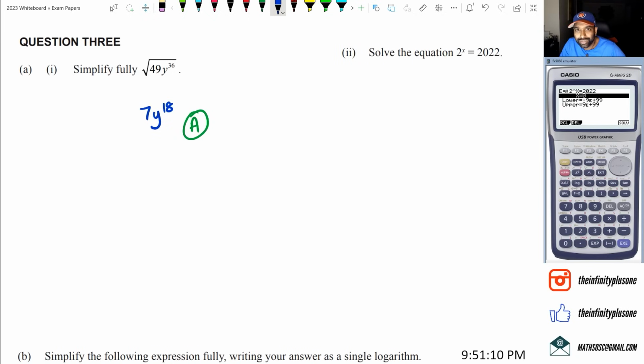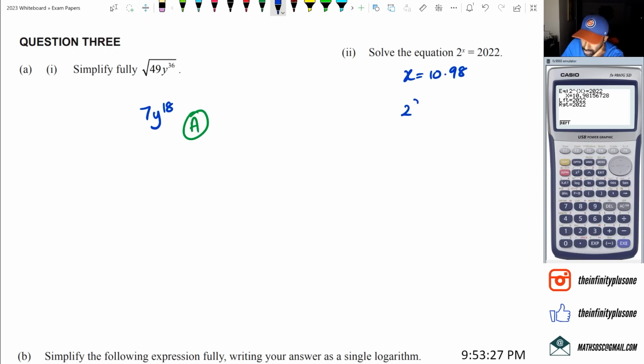This is new. Wait, that was a bit weird, but all I did was reset the calculator, and it seems to be working quite all right now. So 10.98 is the answer for that one. So you can actually put that straight in the calculator.